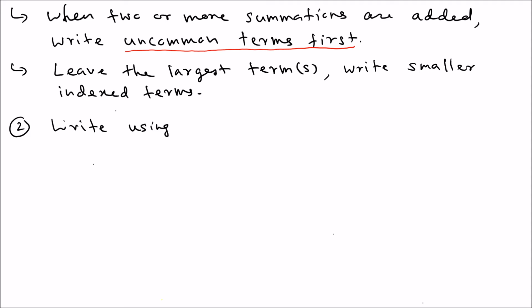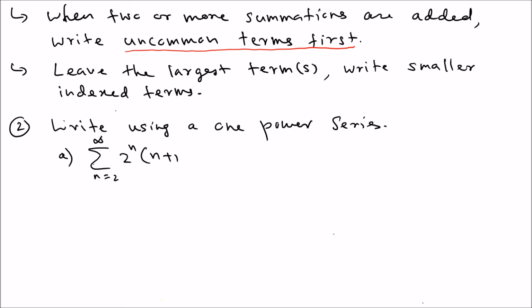Write using 1 power series. What does that mean? Let's say the first example. Let's say we have these 2 power series: sigma n going from 2 to infinity, 2 to the n plus 1, Cn x to the n minus 2, minus 3 times sigma n equal 1 to infinity, n minus 1, Cn xn. Let's say this is what you have.